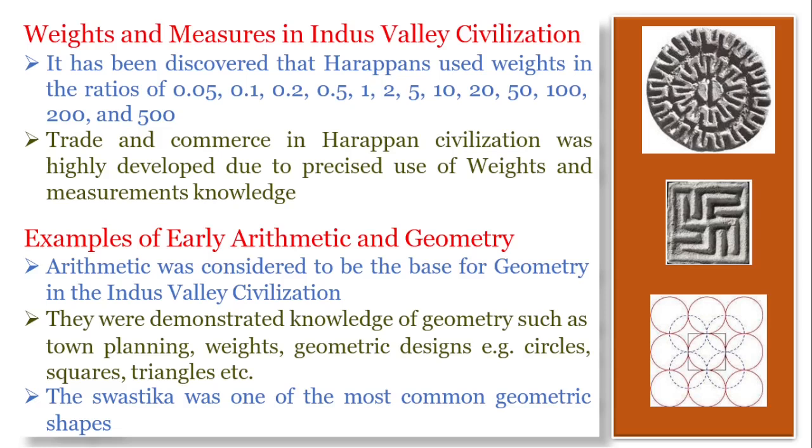So the weights varied from as small as 0.05 to as large as 500. So as you can see, the ratio of the largest weight to the smallest weight is 10,000. Look at the range of this weight. It's a large range. So that tells us how refined their mensuration system was.